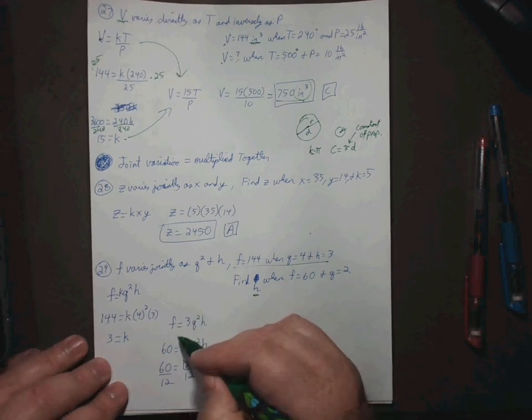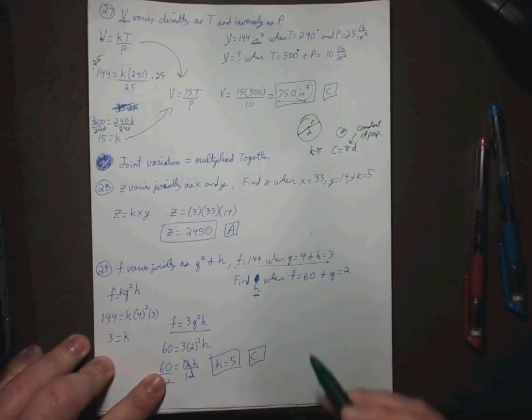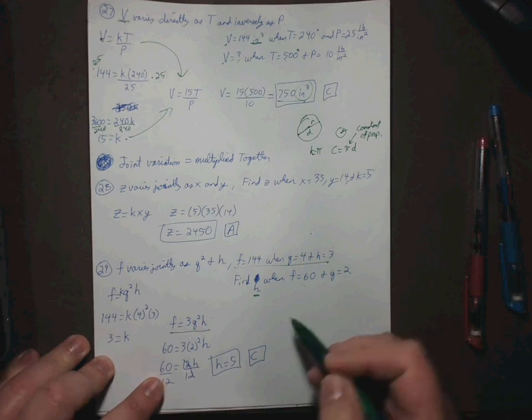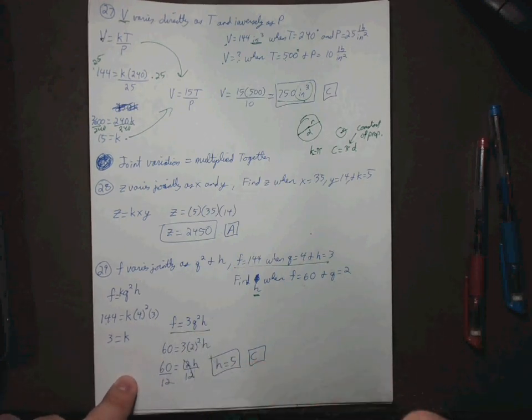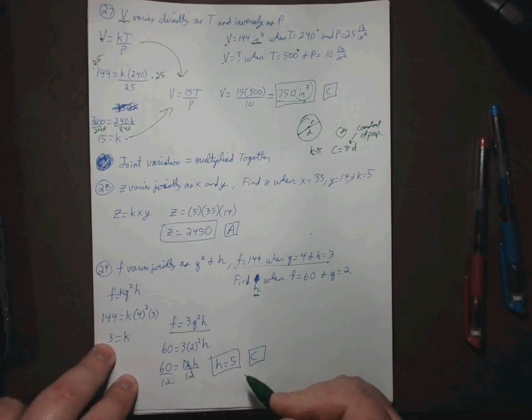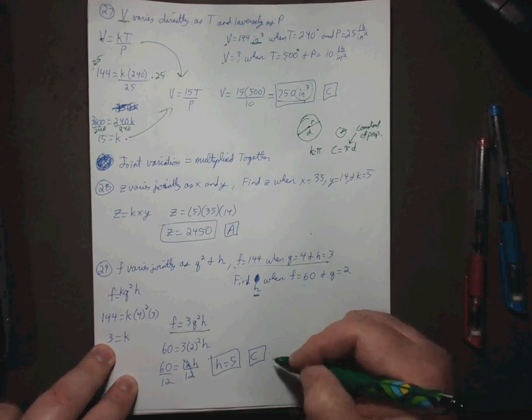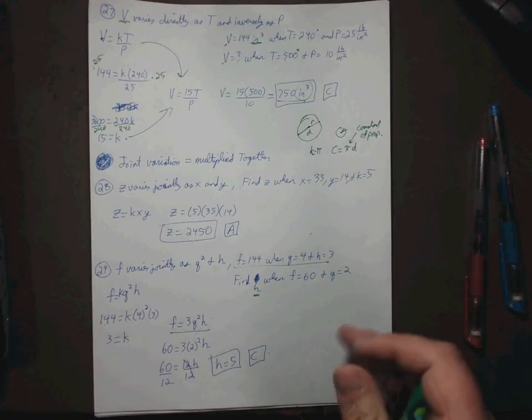Okay, so you're going to plug k in. This is my formula now. I'm looking for h now. When f is 60 and q is 2, I plug in my values. 60 equals 3 times 2 squared times h. 60 equals 12h, divide by 12, h equals 5. Okay, you plug in what you know to solve for what you don't.